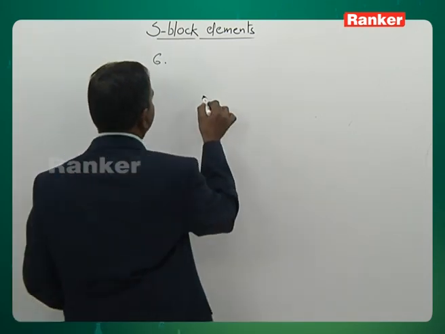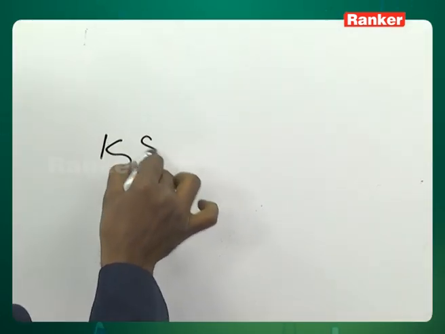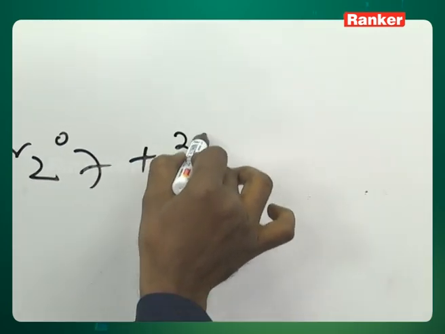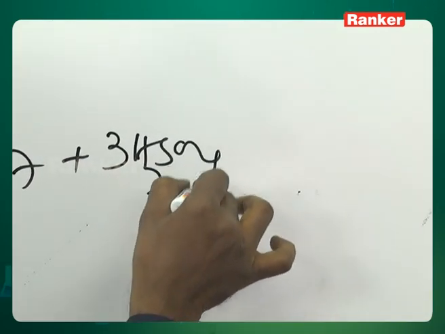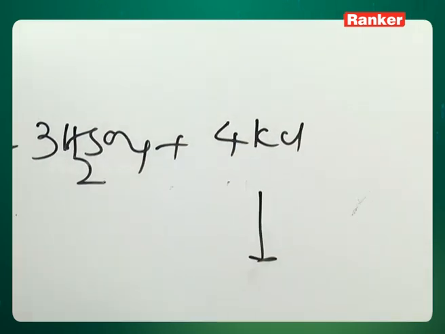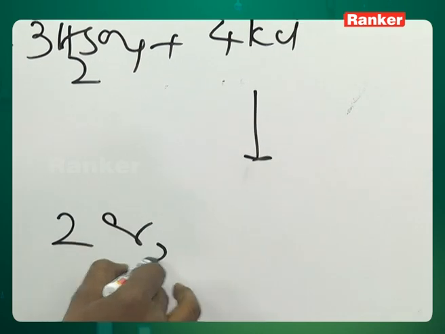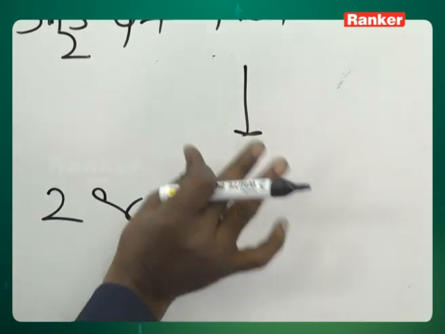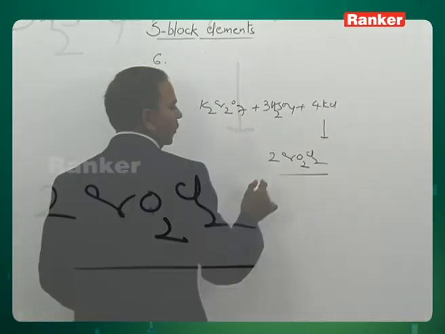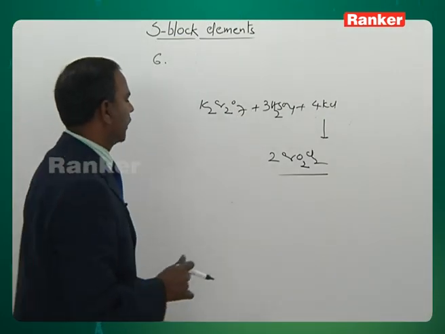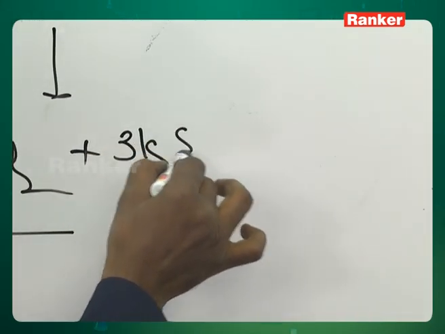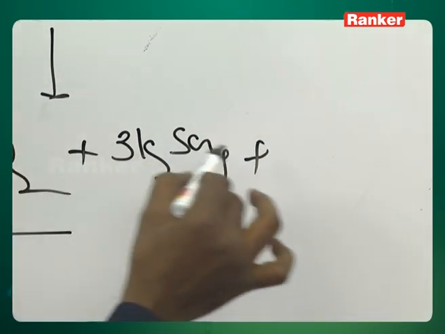Now, K2Cr2O7 plus sulfuric acid, acidified, plus 4KCl. The products are actually 2CrO2Cl2, that is chromyl chloride, plus you are getting 3K2SO4 and 3H2O.